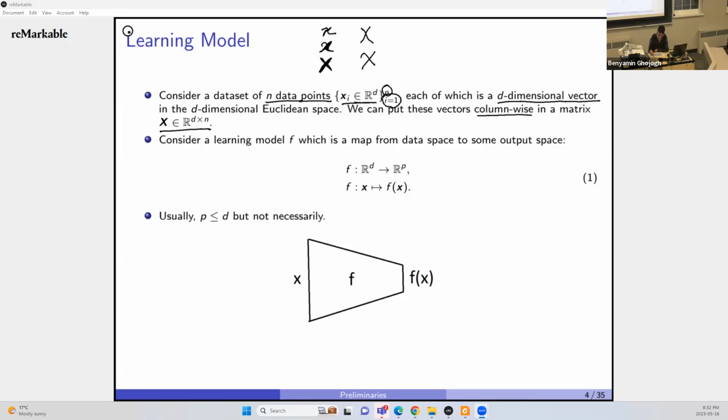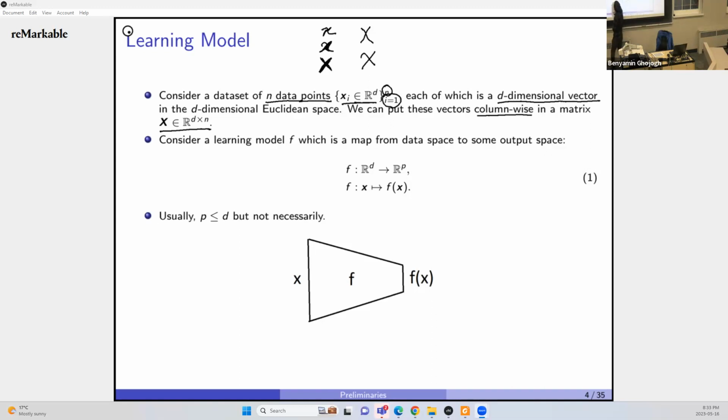And by the way, usually vectors by default are column vectors. When I say R^D vector, it means D by 1. Okay. And when you put them next to each other column-wise in a matrix, it becomes a matrix X in R^(D by n). What does it mean? In real Euclidean space, D rows, n columns. Okay. And you can see it as an outer product of R^D and R^n. Okay. D rows and n columns.